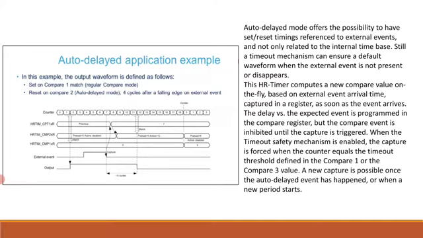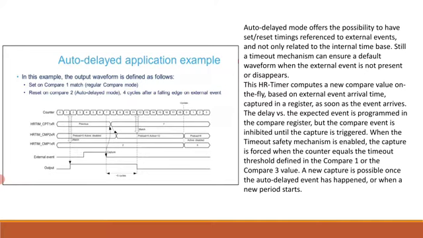Let's quickly move on to the push-pull mode. The requirement is to build a waveform as follows. The output must be set on compare 1 match with a fixed timing versus the counter start value. Here, two clock cycles, isn't it? The output must be reset 5 cycles after the external event falling edge.